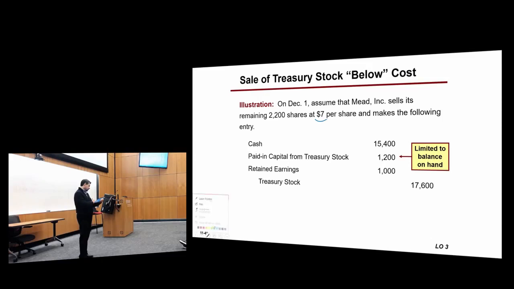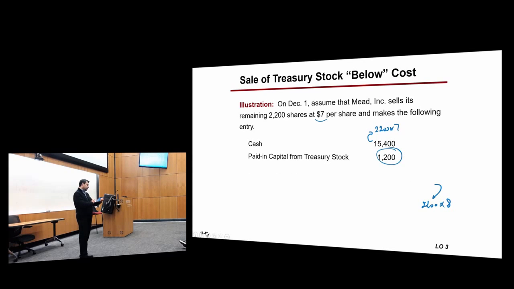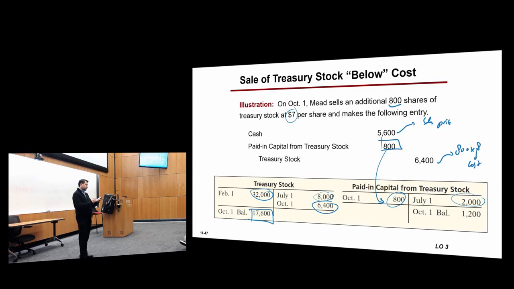So this is based on what? This is equal to 2,200 multiplied by 8. This is 2,200 multiplied by 7. That's the remaining balance in paid-in capital. Did you remember this one? The balance was 1,200. You cannot have a negative balance in paid-in capital.